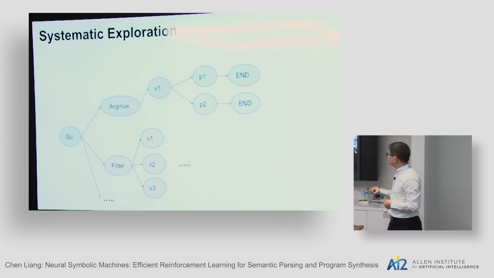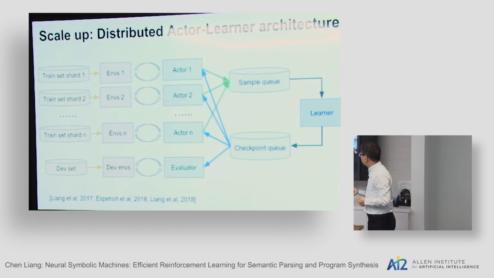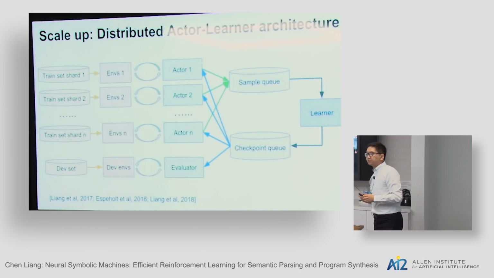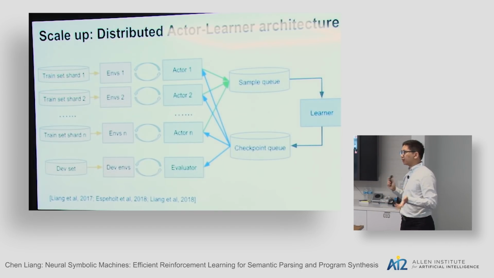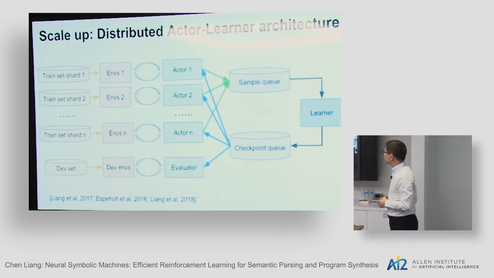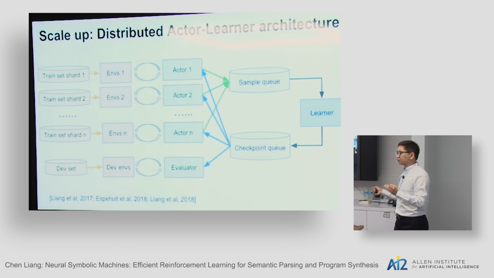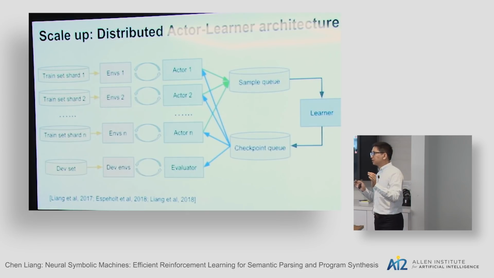Okay. So this is an overview of the approach. But another big problem, or practical issue, when applying RL is how do you scale up? Because for RL, you are essentially solving the problems through trial and error. You need to efficiently generate a lot of programs.